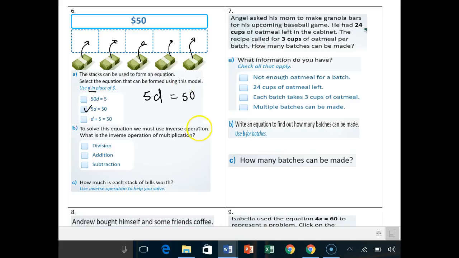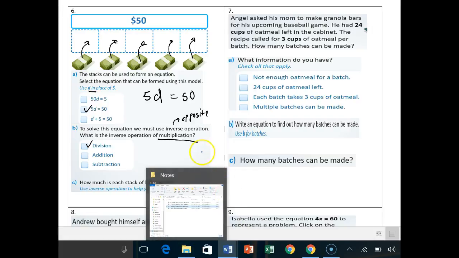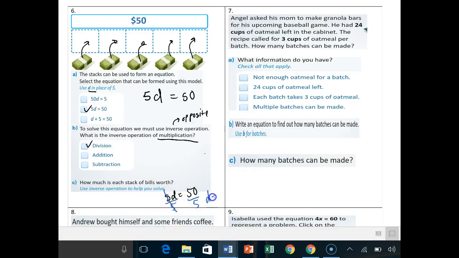Now to solve this, we have to use inverse operations. Inverse means the opposite. So what is the opposite operation of multiplication? And that's obviously division. So to solve 5D equals 50, we're not gonna add 5 or subtract 5 from both sides. We're gonna divide 5 from both sides. That cancels out, and I get my answer of D is equal to 10.